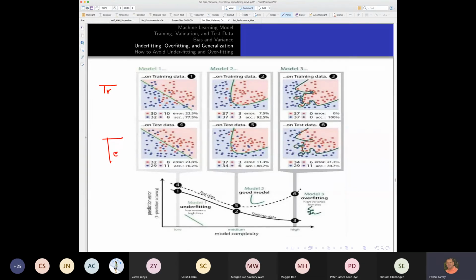So you can see here, model 1 is here, model 4 is here. So these two are bad. So these have large errors. So we have here underfitting. Look at 3 and 6.